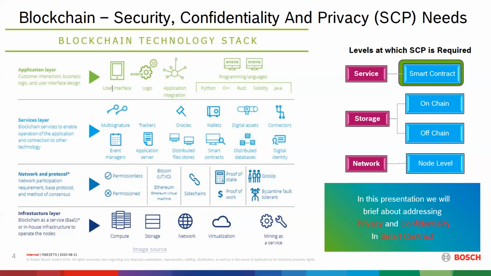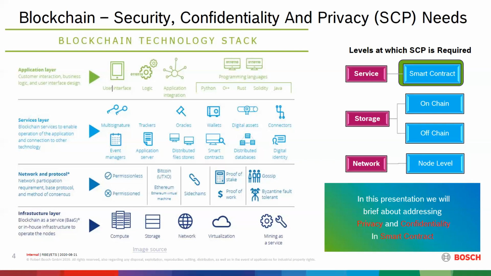The levels at which security, confidentiality, and privacy are required include the services layer, for example the smart contract in the services layer. A smart contract is stored in all the nodes and it is executed by all the nodes. So it is very important to maintain security, confidentiality, and privacy. The next is the storage layer, which is in the infrastructure layer.